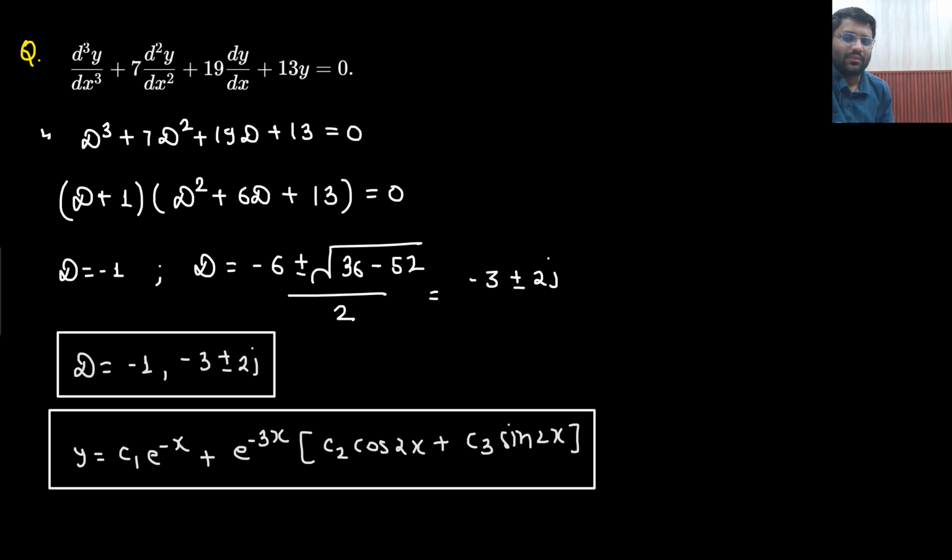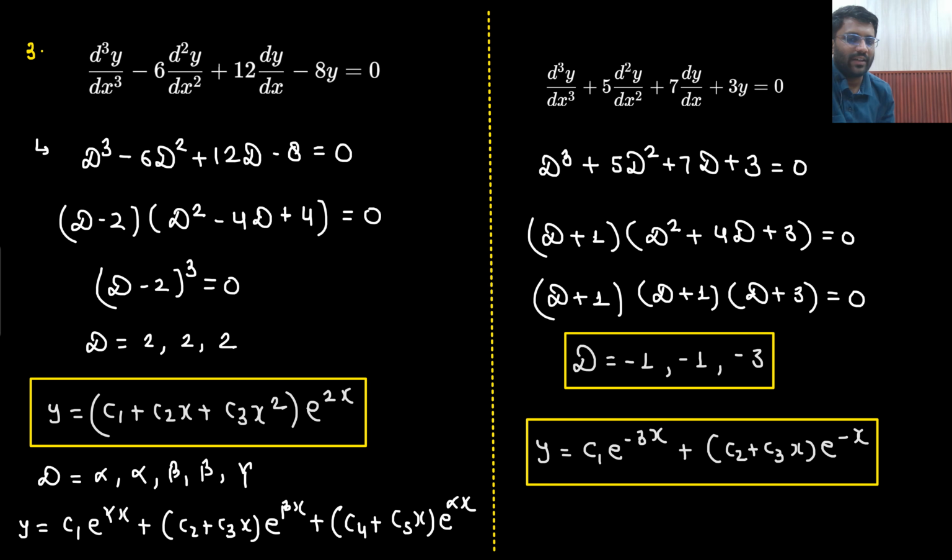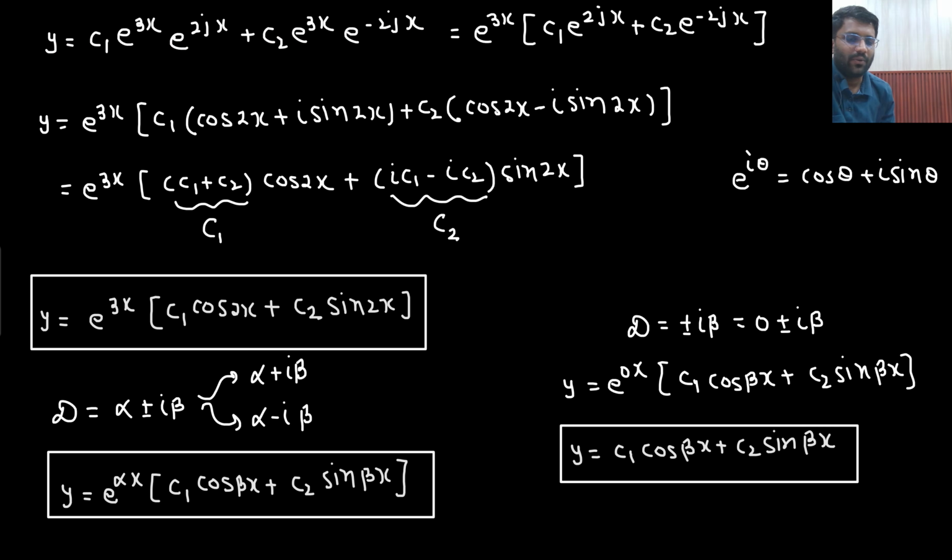Understandable? So this is the way we need to proceed. Here the roots were minus 1 and minus 3 plus minus 2j. So for minus 1, the answer will be c1 e to the power minus x, plus, for minus 3 plus minus 2j, the answer would be e to the power minus 3x times c2 cos 2x plus c3 sin 2x. Understandable? I hope you are able to understand all these things. With the examples, we are understanding every single thing in minute detail as well.